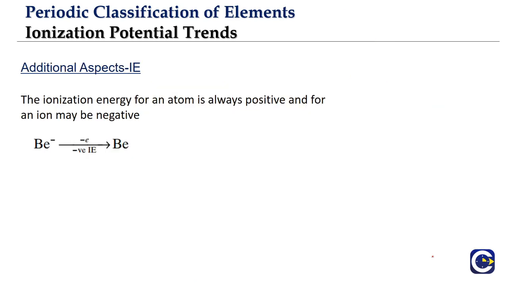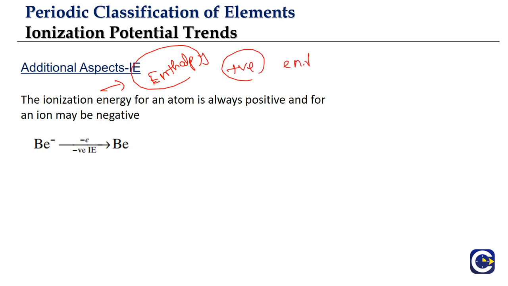Now when we talk about ionization energy, we also use the word ionization enthalpy. So remember what we said? We said that ionization enthalpy is always positive, indicating it is an endothermic change. Endothermic change means it is absorbing energy.